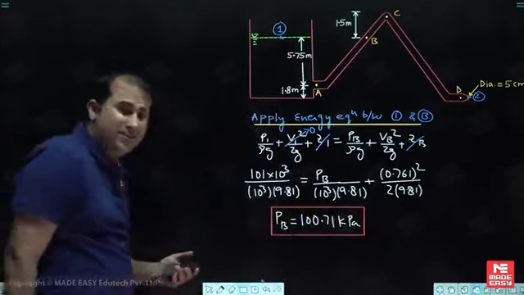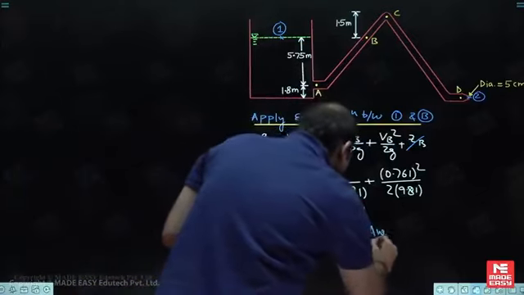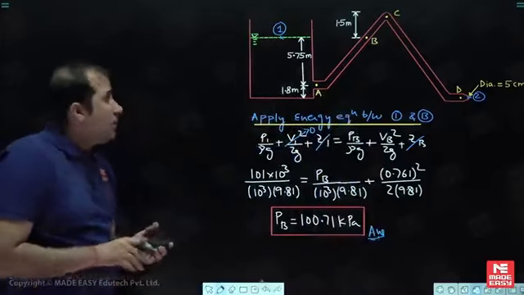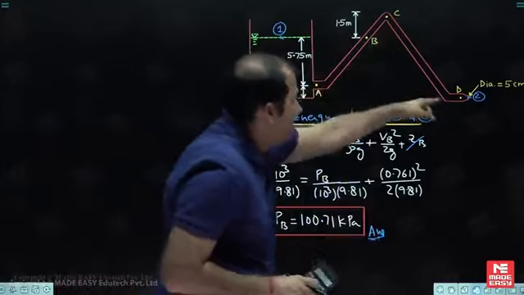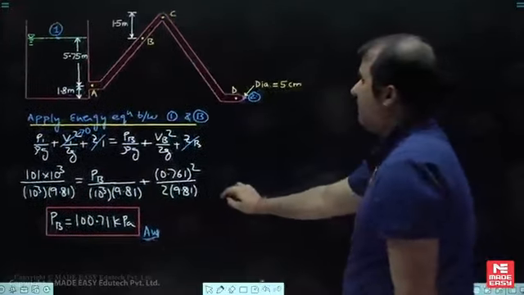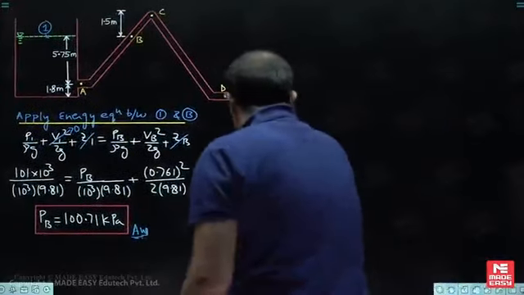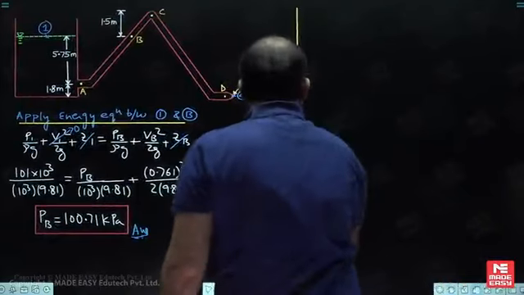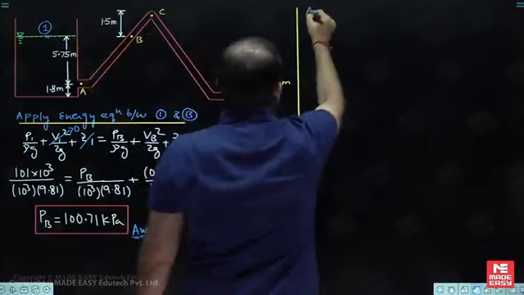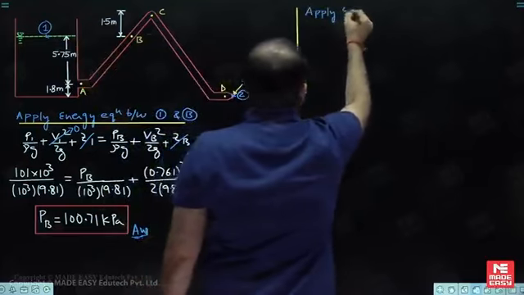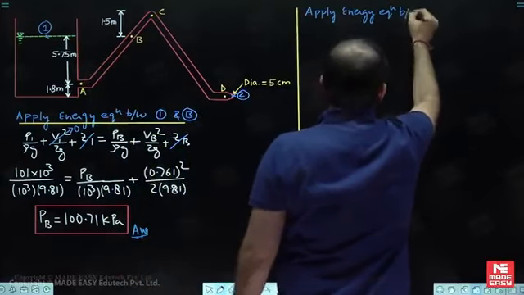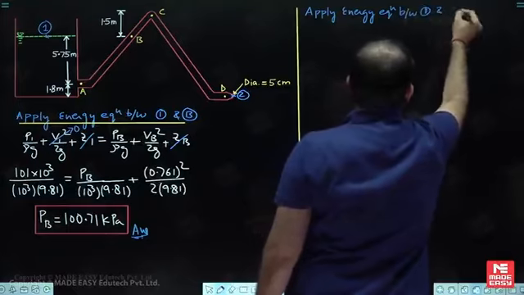Again, my dear, this is the next answer. Now the next discussion here is to find out the pressure value at C and D. So for this, apply the energy equation between 1 and C. Okay, my dear.